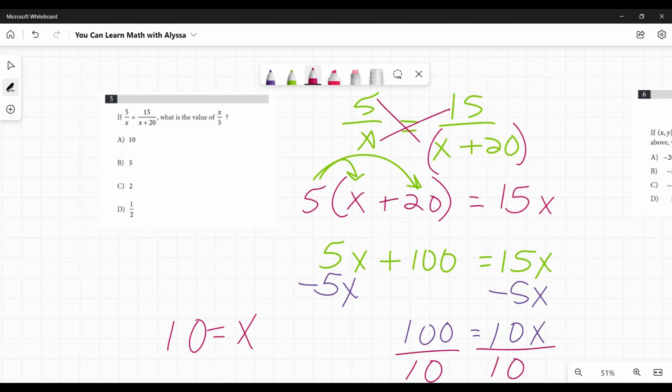Once again, they are trying to be tricky, and they are giving you 10 as a possible answer because they want you to get to this point and forget that they didn't ask for x, they asked for x divided by 5. Always go back and reread the question before you put your final answer in. They are tricky. So now that I know x is 10, I can give them the answer to what is x divided by 5, or 10 divided by 5, which is 2. My answer is C, 2.